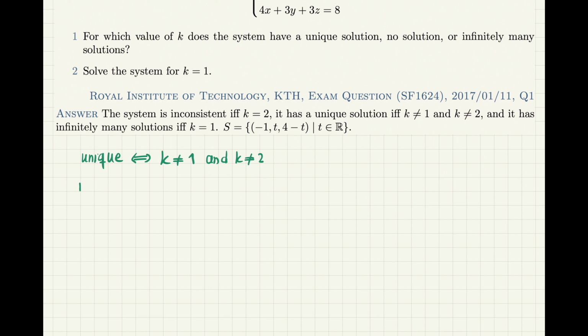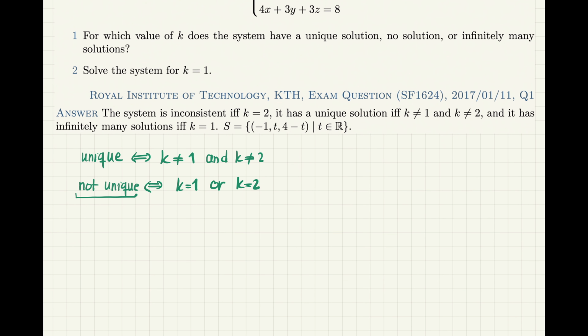It means that not unique is equivalent to not this. Yes, so not this means either k is equal to 1 or k is equal to 2. But not unique in linear systems means two scenarios. It means either inconsistent or infinitely many.